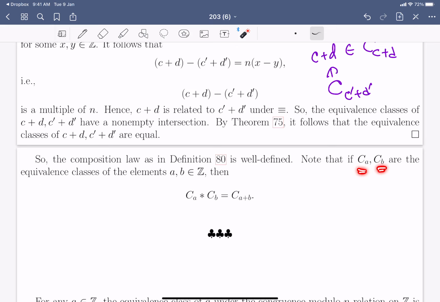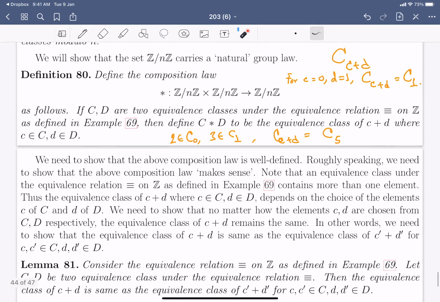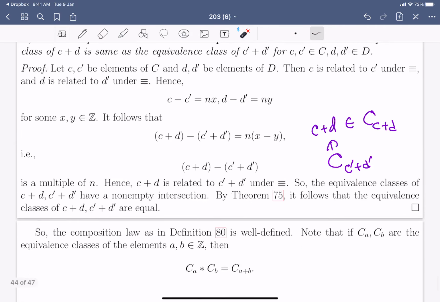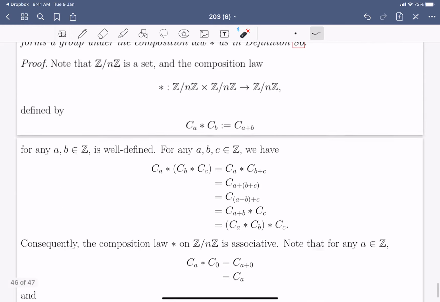And so if we have two equivalence classes C_a and C_b, then C_a star C_b is C_(a+b), right? Because from C_a we can of course pick that element a, since a lies inside C_a, and you can pick b from C_b, and then you can write that C_a star C_b is C_(a+b). That is from the definition itself. Before writing all that, I just wanted to make sure that the composition law that we have just defined is well defined.